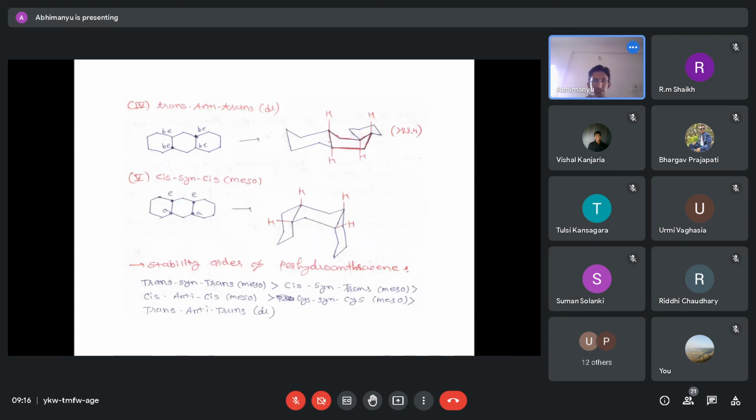Trans, anti, trans. First, trans is 1 axial, 2 axial; 1 axial, 3 axial is anti. Sorry, again I repeat: 1 and 2 were both axial, then it must become trans. If both are the same it is trans, but if 1 and 3 are both the same, it should actually be cis. And 3 and 4 should be trans.